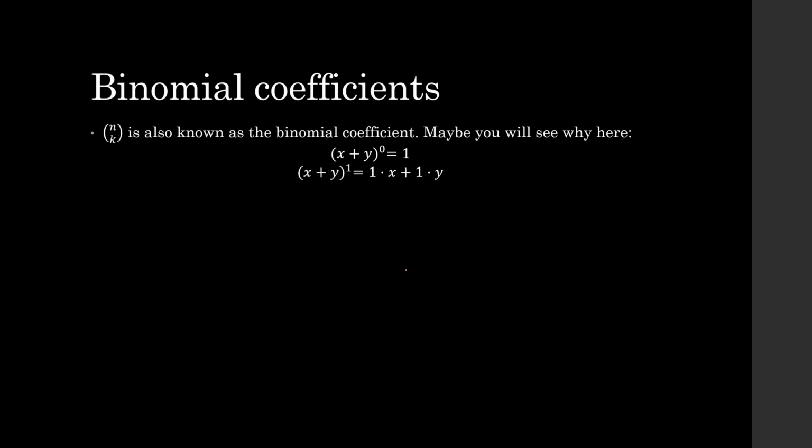If I take x plus y to the 1, well, I can FOIL. Well, I don't even need to FOIL, because if this is to the 1, it's just the same thing. So it's going to be 1 times x plus 1 times y. And note I've written out the coefficients explicitly here instead of writing x plus y.